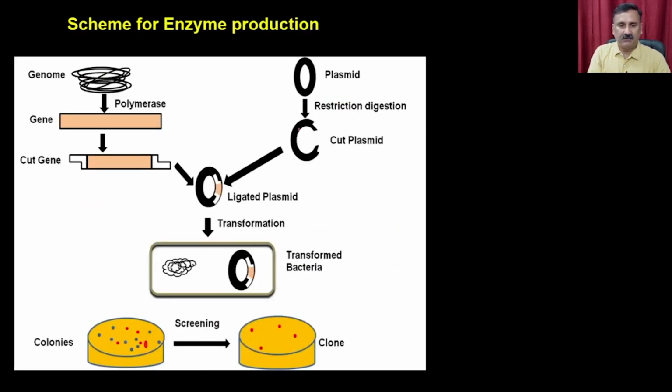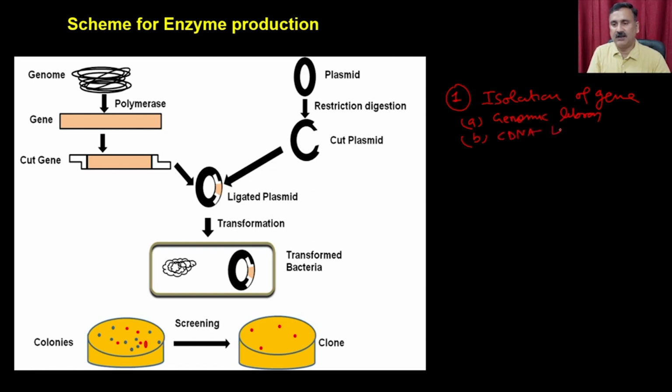Now we have also discussed the isolation of genes. We discussed two approaches, A and B. One is the genomic library approach, and the other is the cDNA library approach. These are the approaches you can use when the genomic sequences are not known, whereas you can use the PCR approach with site-specific primers if your genomic sequences are known.